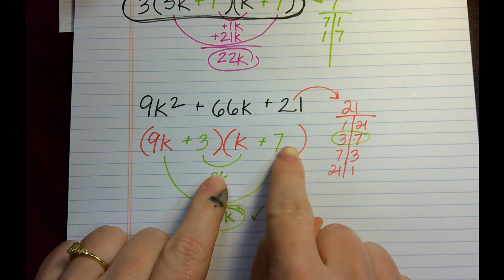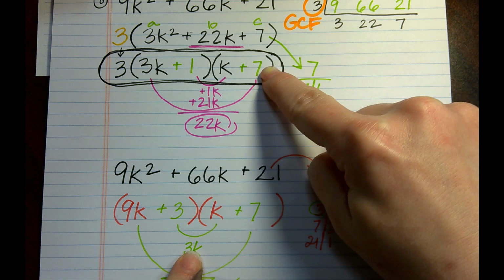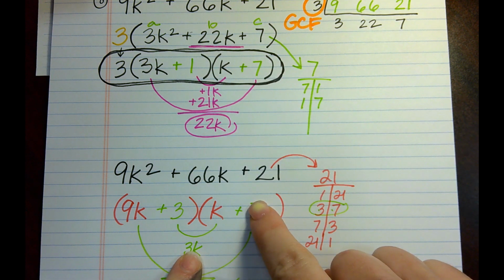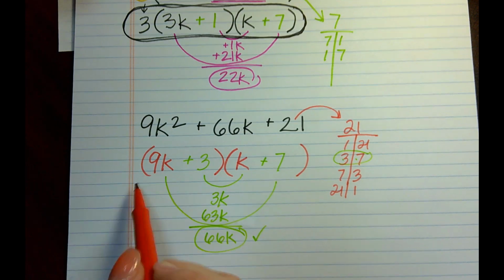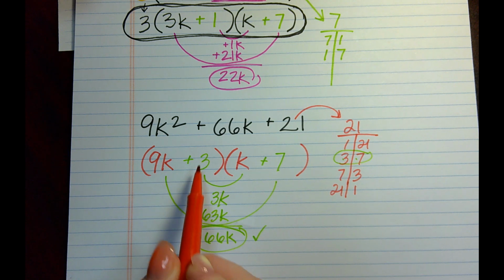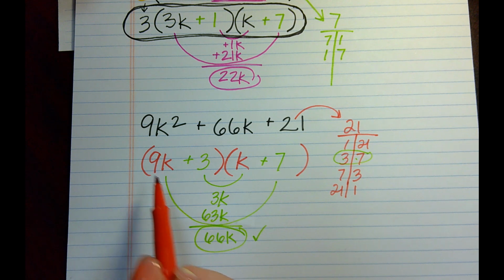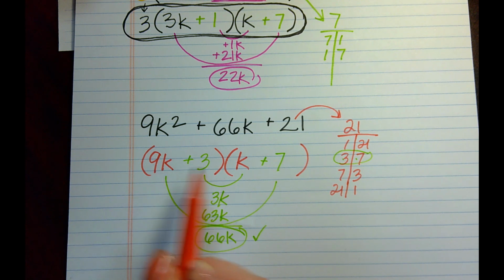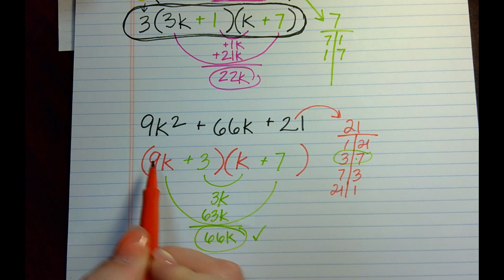K plus 7 is fully reduced. This matches the second half of my answer. But 9K plus 3, 9 and 3 have a greatest common factor, don't they? 9K plus 3 can be factored further. What can I divide both 9 and 3 by?